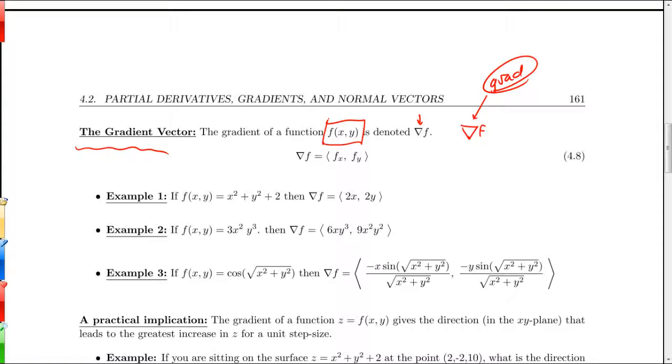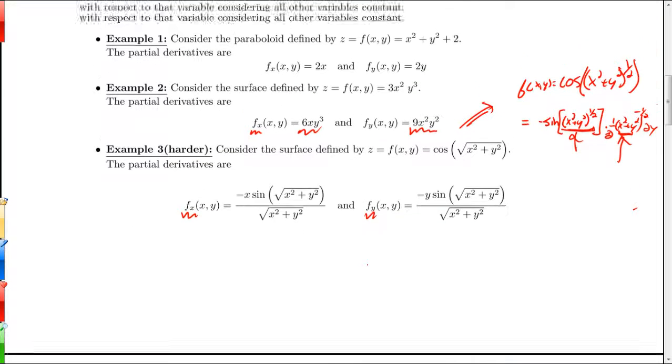If it's a function of two variables, x and y, the gradient of that function is just the partial with respect to x, partial with respect to y. Simple examples. If I have f of x, y is x squared plus y squared, there's f sub x, there's f sub y from the previous examples. If I have f of x, y equals 3x squared y cubed, there's f sub x, and here is f sub y. And we got those right back here.